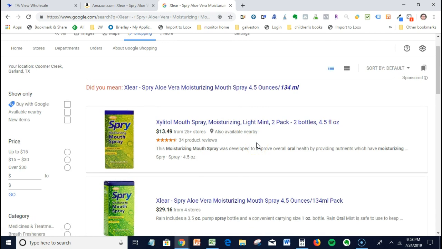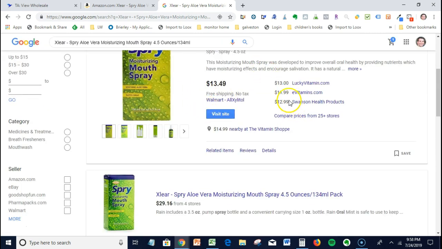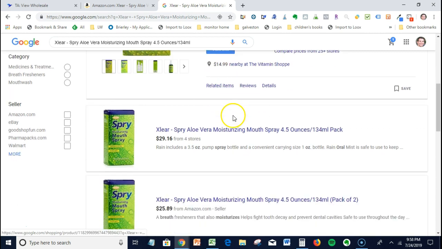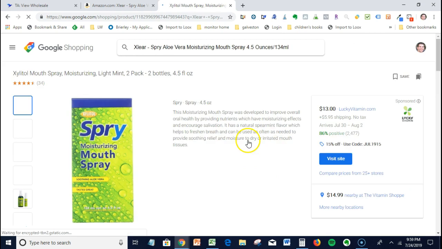Okay, it is a pack of 2 already. Okay, so it's still not very profitable because you can click here. If it says $13.49, that's the lowest the price is going to be. Okay, so I think. Well, hang on a second here. Let's just see. Maybe it's not always the lowest. Compare prices from 25 stores. All right, let's just see.